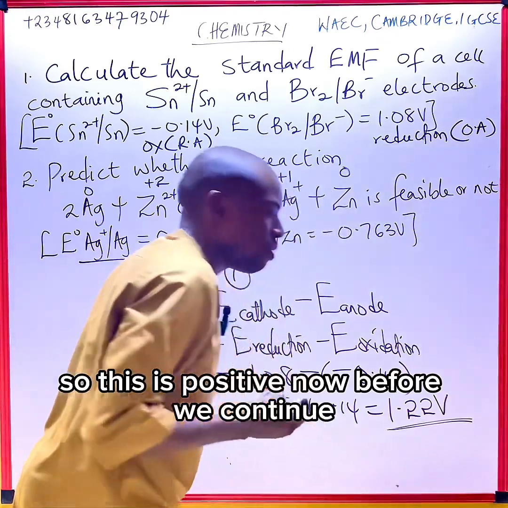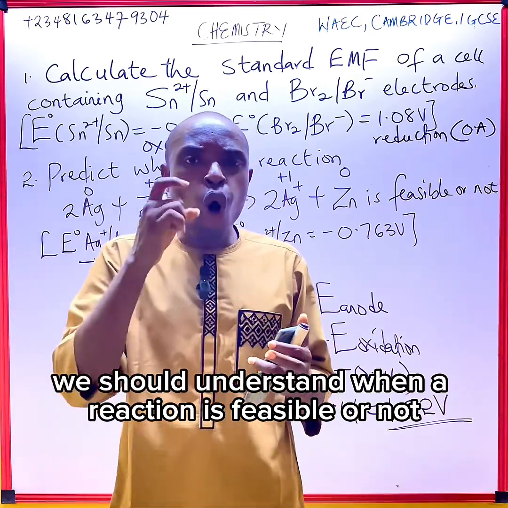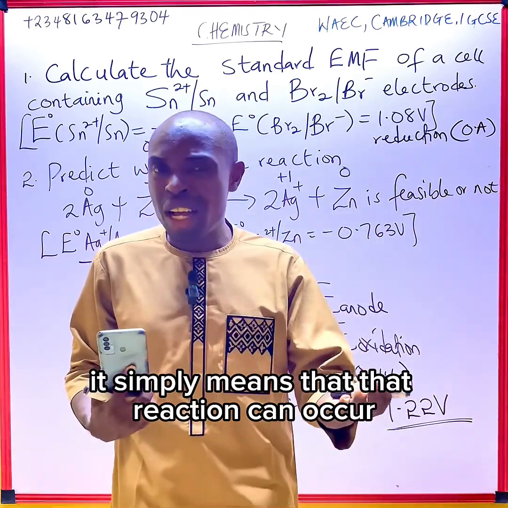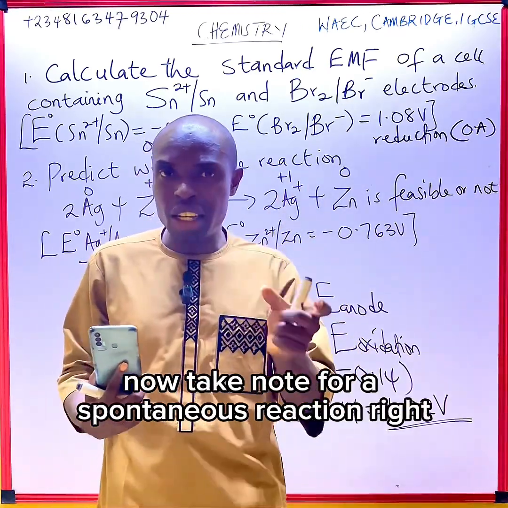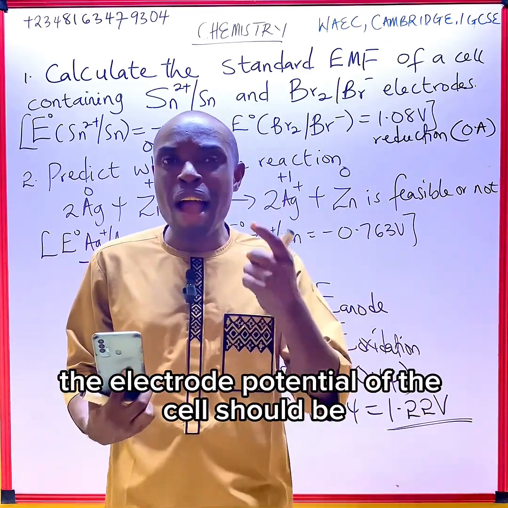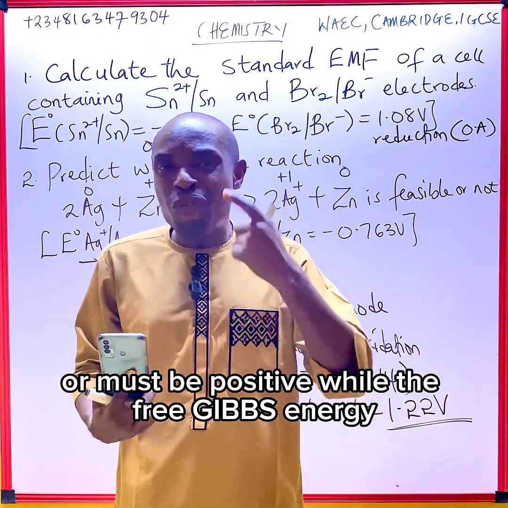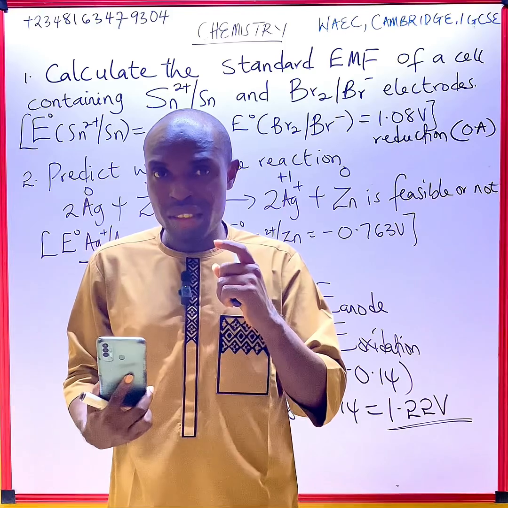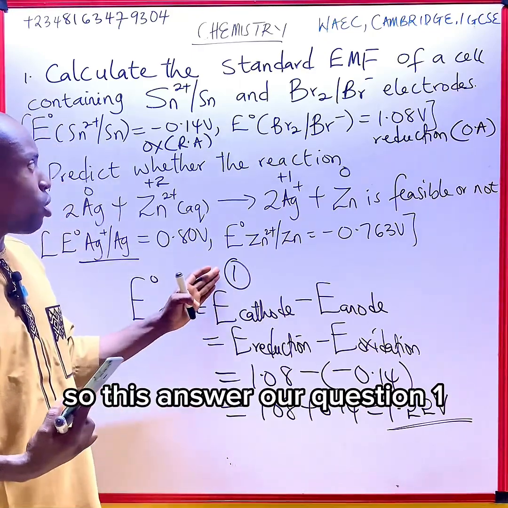So this is positive. Now before we continue, we should understand when a reaction is feasible or not feasible. When a reaction is feasible, it simply means that that reaction can occur, and if that reaction can occur, it means it is a spontaneous process. Now take note. For a spontaneous reaction, the electrode potential of the cell must be positive, while the free Gibbs energy should be negative or less than 0. The opposite is the case of a non-spontaneous reaction. So this answers our question 1.